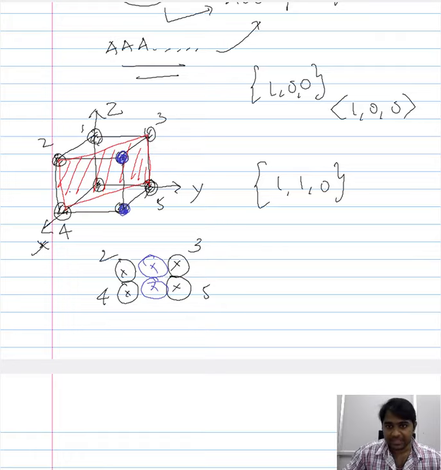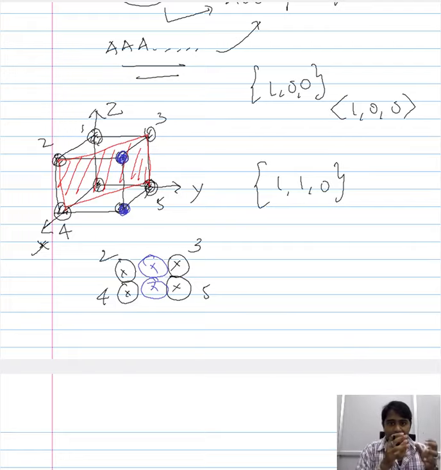So the first layer will be these 2, 3, 4, 5 atoms, and the next layer would be the atom that is highlighted or colored in blue. When you keep stacking these layers of atoms, there will be a repetition of the atoms occupying the positions 2, 3, 4, 5 and the positions highlighted in blue. So ultimately, from one layer to the other, there is a shift in the position of the atoms.